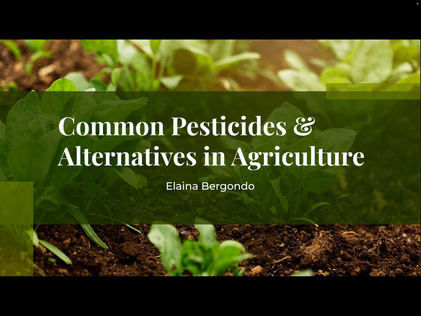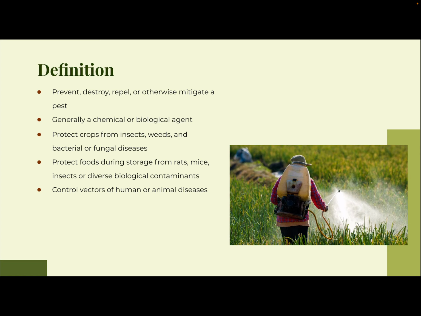I'll be presenting on some common pesticides and their alternatives in agriculture. So pesticides in general are just substances that function to prevent, destroy, repel, or otherwise mitigate some type of pest. They are generally a chemical or biological agent, and they are most commonly used in agriculture to protect crops from pests such as insects, weeds, and bacterial or fungal diseases, as well as protect them during their storage and transportation from pests such as rats, mice, insects, or other biological contaminants.